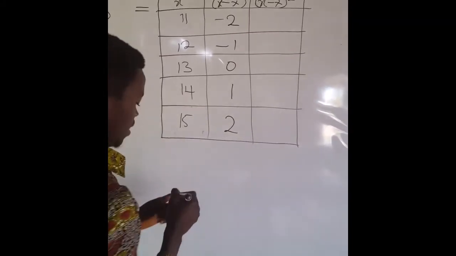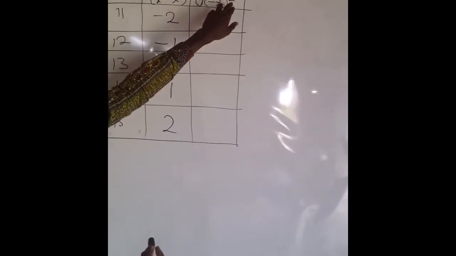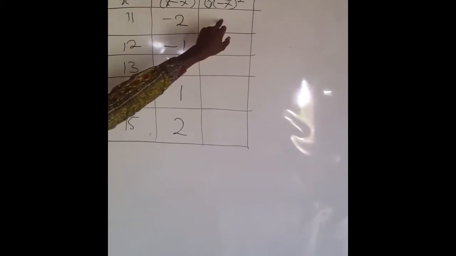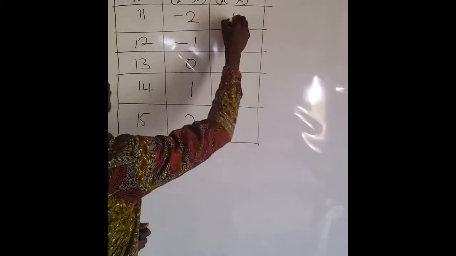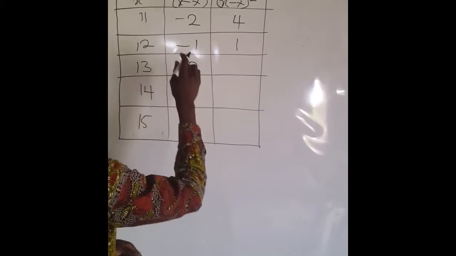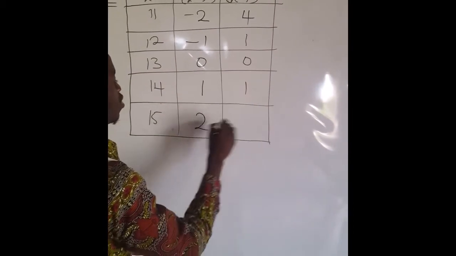2. And when you come to the last column, it says x minus x bar squared. So it means whatever number you get here, you square it to give us what? Here. So here is negative 2. Negative 2 squared will give us what? Positive 4. Negative 1 squared will give us what? Positive 1. Then 0 squared gives 0. 1 squared gives 1. 2 squared gives what?